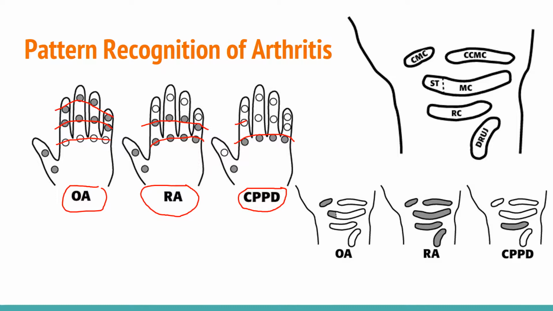This picture demonstrates different areas of the wrist: the first carpometacarpal junction, the common carpometacarpal area, the scaphotrapezial area, the midcarpal region, the radiocarpal region, and the distal radioulnar junction.